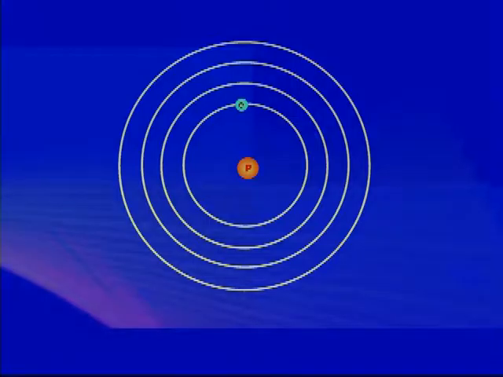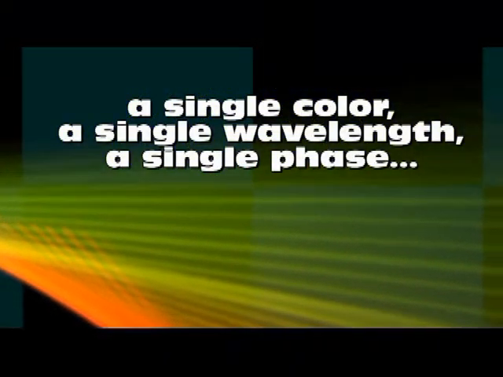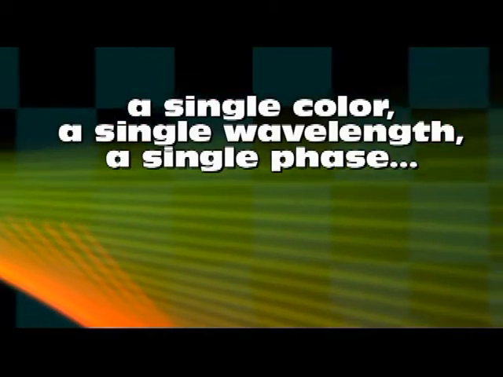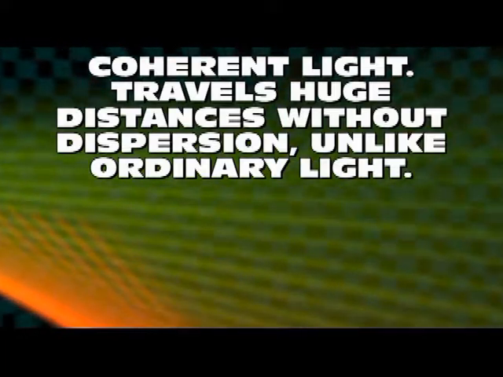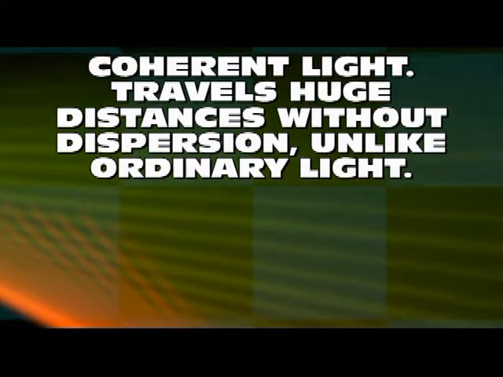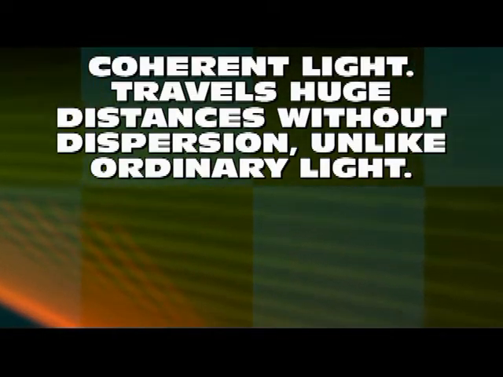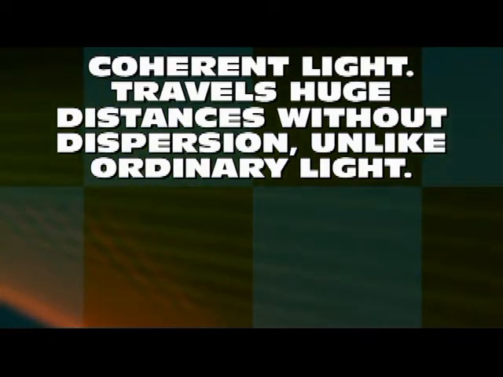This is a different kind of light. A light with a single color, a single wavelength, and a single phase. This makes the light waves coherent, and they can travel huge distances without dispersion, whereas common light gets dispersed as it travels through space. All vibrations reinforce each other and can travel together as an extremely narrow beam. This is called coherent light.